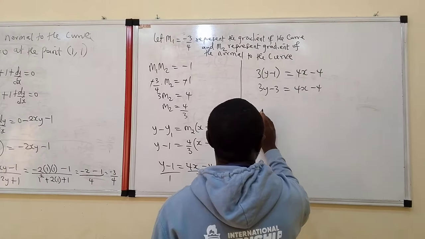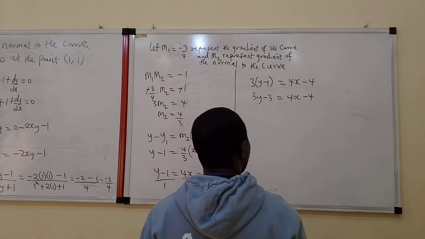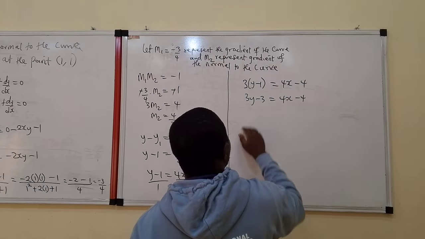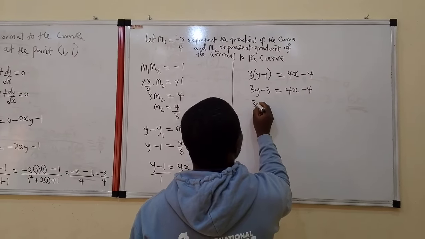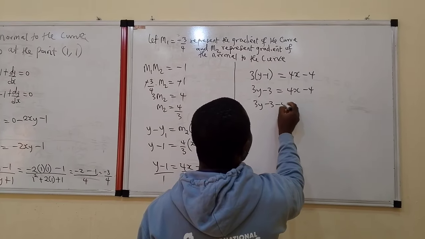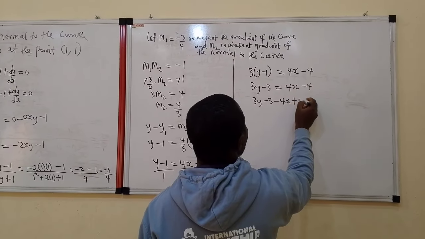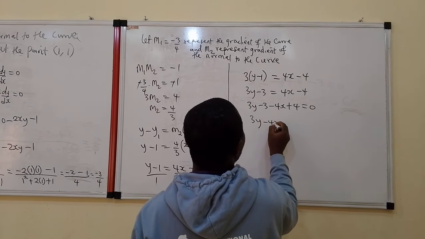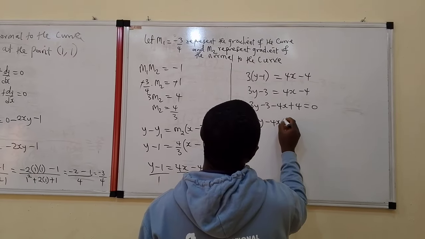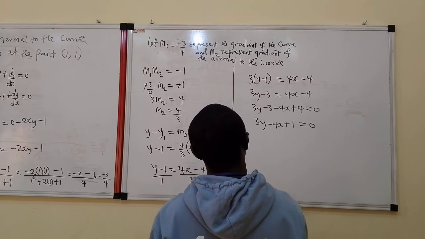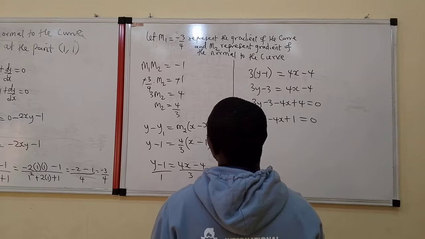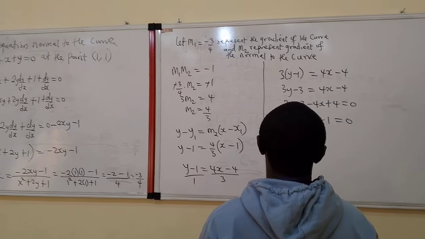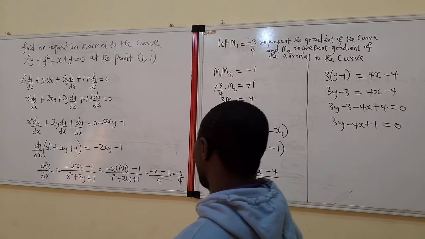Okay, collect all the y's. Bring everything to the left hand side. I have 3y minus 3 minus 4x plus 4 equals 0. I have 3y minus 4x minus 3 plus 4, which is plus 1, equals 0. This is the equation of the normal to the curve. Thank you.